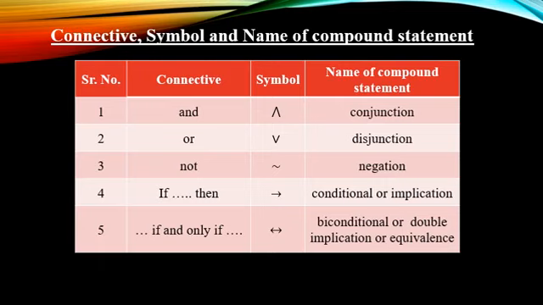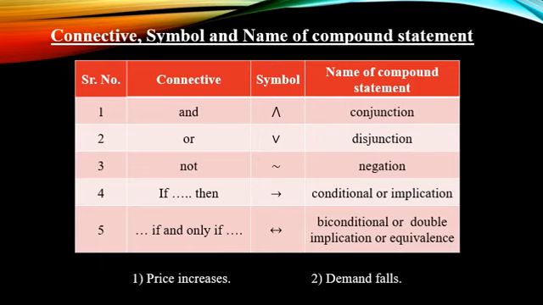Two simple statements connected by or, the name of compound statement is disjunction. Now let us consider two simple statements. First, price increases, and second simple statement is demand falls. Now when we connect these two simple statements by and, then the compound statement will be price increases and demand falls, and the name of this compound statement is conjunction.